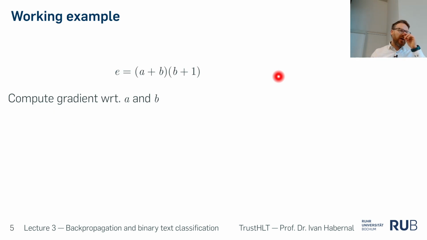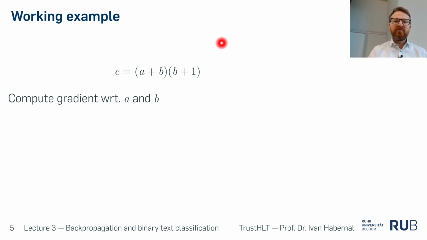So let's do a working example here, a very simple function. We have a function consisting of (a plus b) times (b plus 1). These are our input parameters, and we want to compute the gradient with respect to a and b. So how many dimensions will the gradient have? Yes? 2, yeah, 2 parameters, so a 2-dimensional gradient.